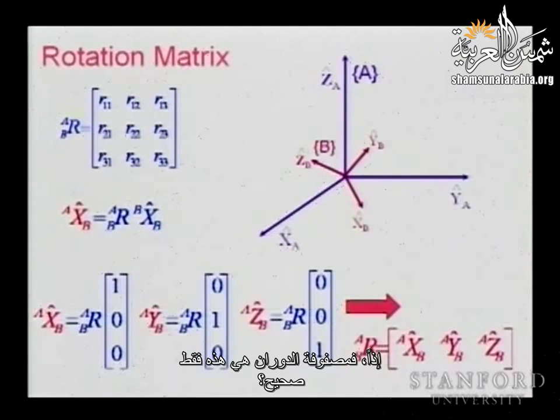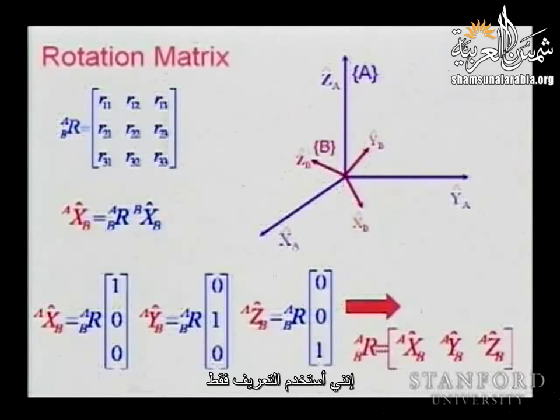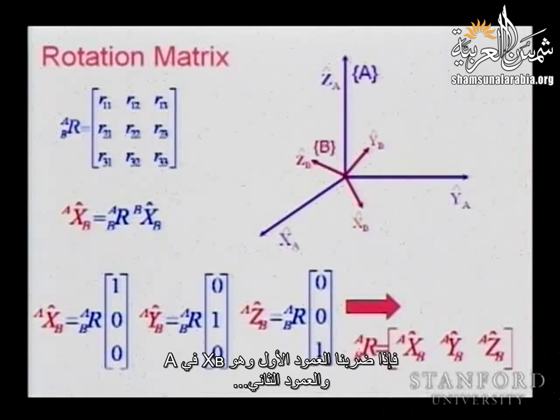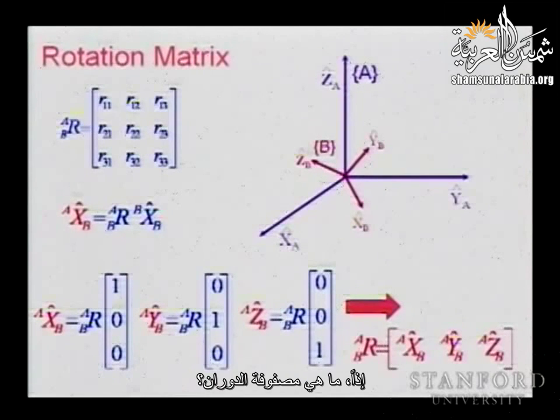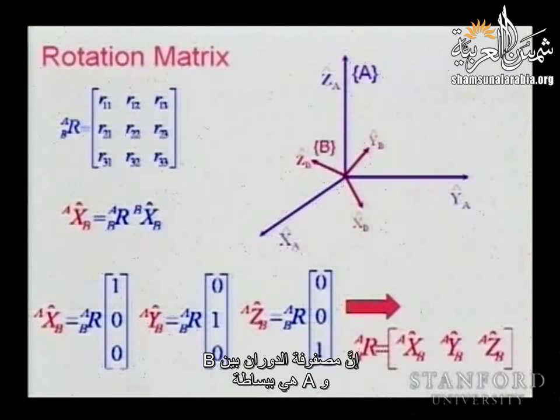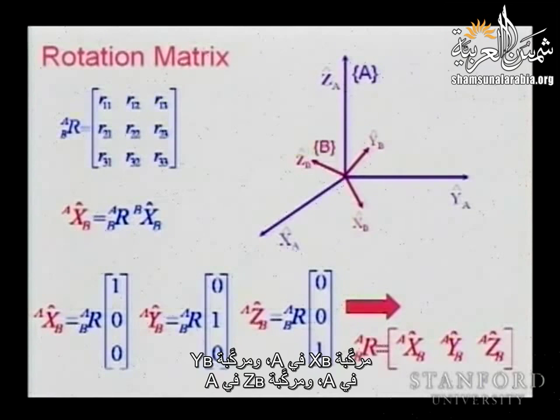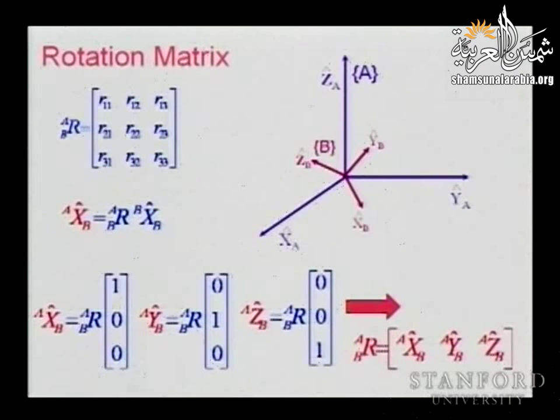So the rotation matrix is basically just this, right? I'm just using that definition. If you multiply, the first column is xb in A, the second column is yb in A. So what is the rotation matrix? The rotation matrix between B and A is simply the component of xb in A, the component of y in A, and the component of z in A. Okay? So always remember this definition.